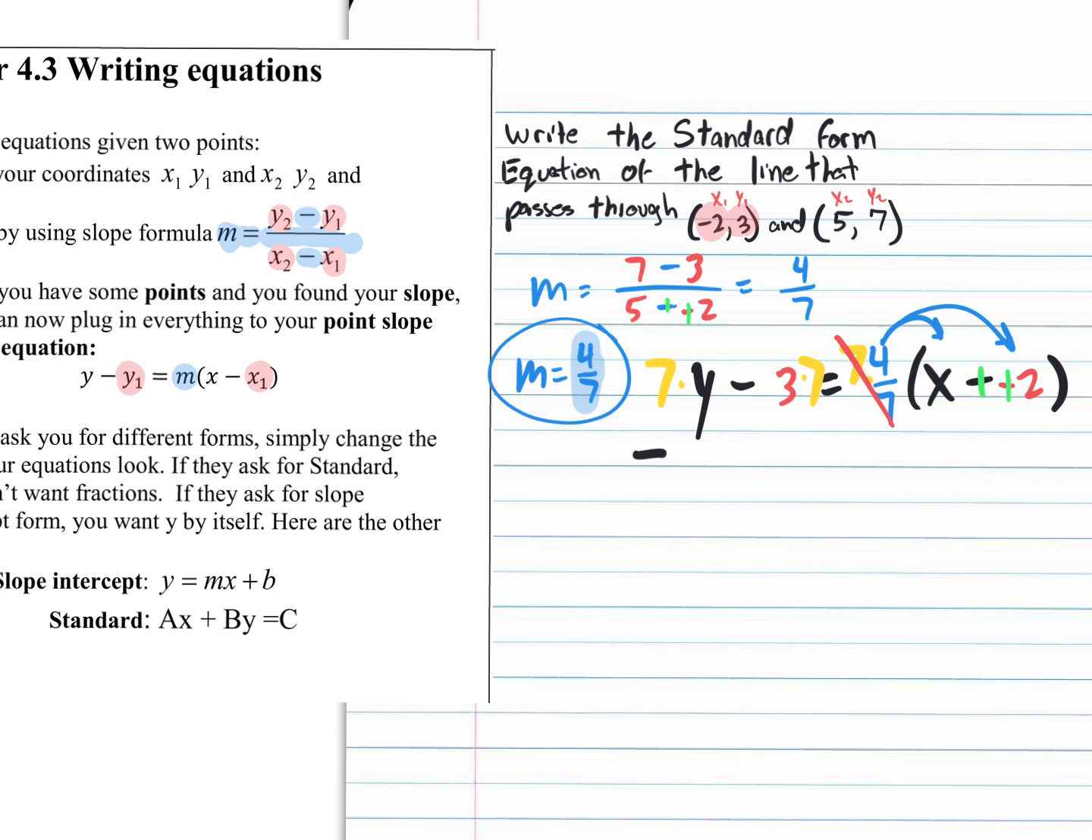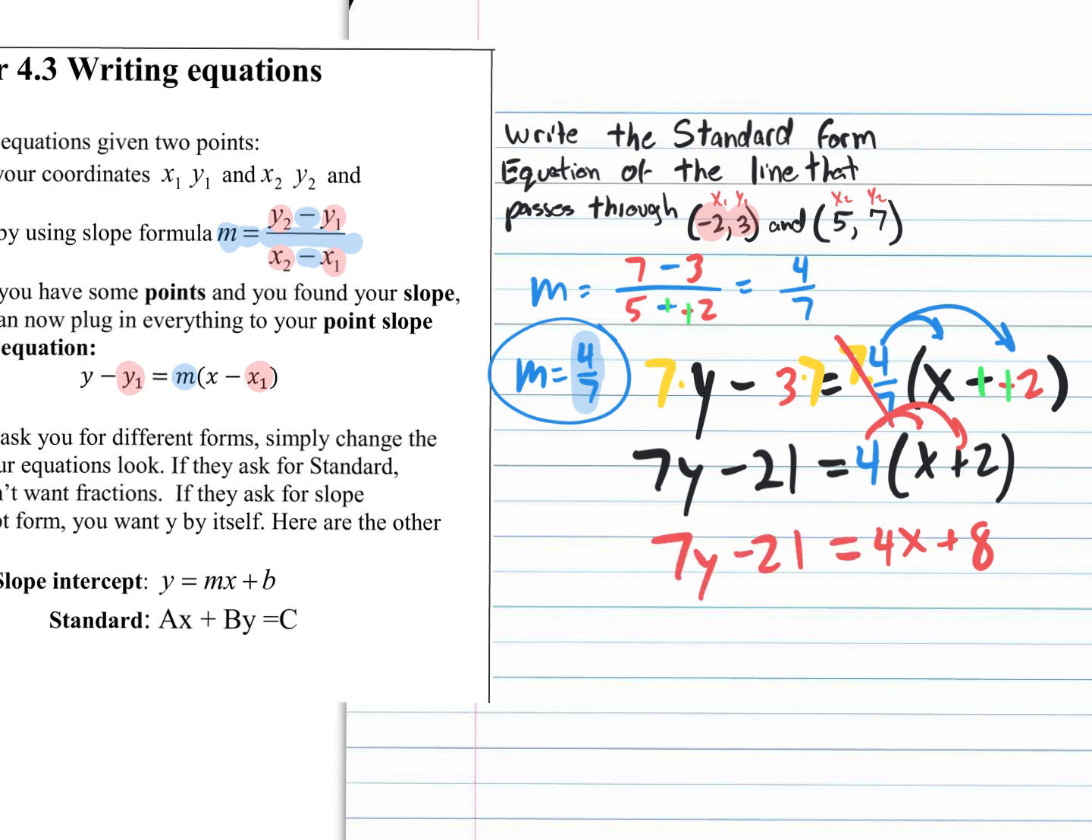We now have 7y minus 21 equals, there's a 4 right there, and then we have the parentheses and the x plus 2. And now it's really easy to get rid of those parentheses because you're not distributing a fraction, you're distributing a nice number 4. So when we distribute, 4 times x is 4x, 4 times 2 is 8. Bring down the equal sign, bring down the 7y and the minus 21, and there's your new equation without parentheses.